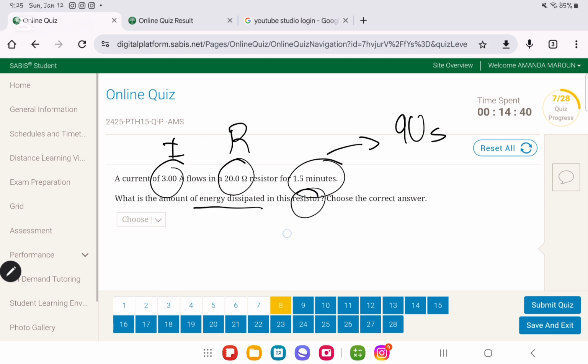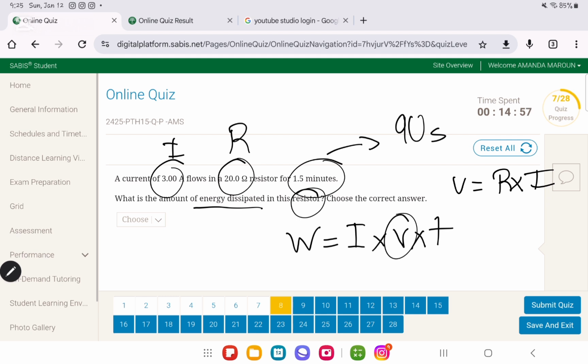The equation for this is W. W is equal to the current times the voltage times the time in seconds. Are we given the voltage? No, we do not have the voltage, but we know that the voltage is equal to the resistance times the current. So very simply, we can find the voltage. Our resistance is 20 ohm and our current is 3, so that becomes 20 times 3, which then gives us 60.